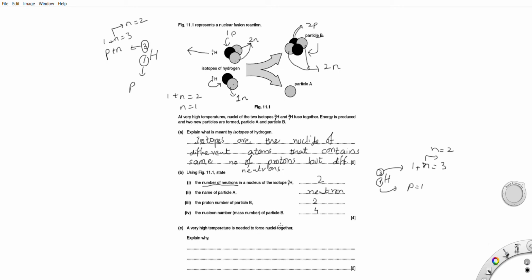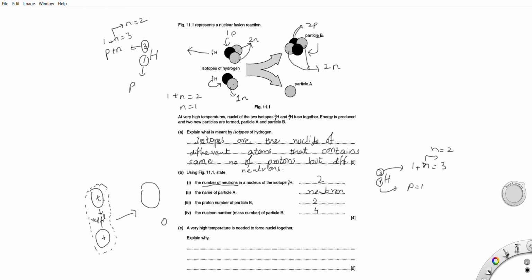A very high temperature is needed to force the nuclei together. Explain why. As the question states, we are combining these two nuclei, and this results in the formation of a heavier nucleus and a single particle. So why is high temperature needed to fuse them? See, this contains a positively charged proton and this contains two positively charged protons. If we want them to come closer, they would repel by electrostatic repulsion. That means we need some energy to overcome that repulsion. So I can write repulsion here. Why? Because according to electrostatics, like charges repel. This is positive and this is positive, so they repel each other.